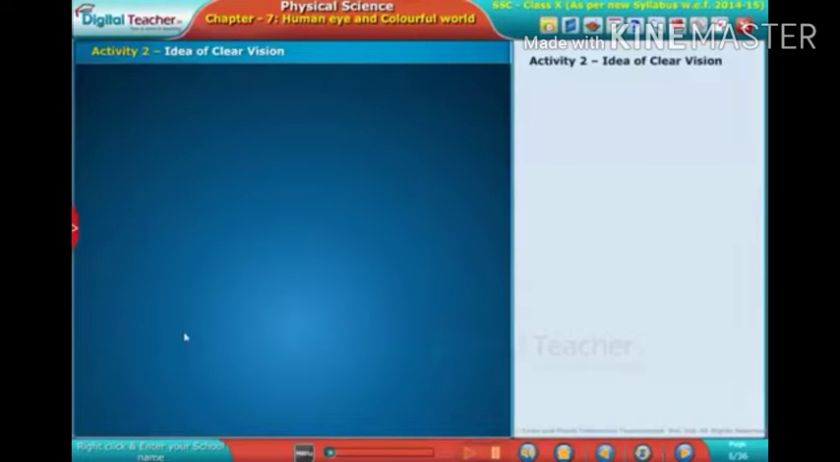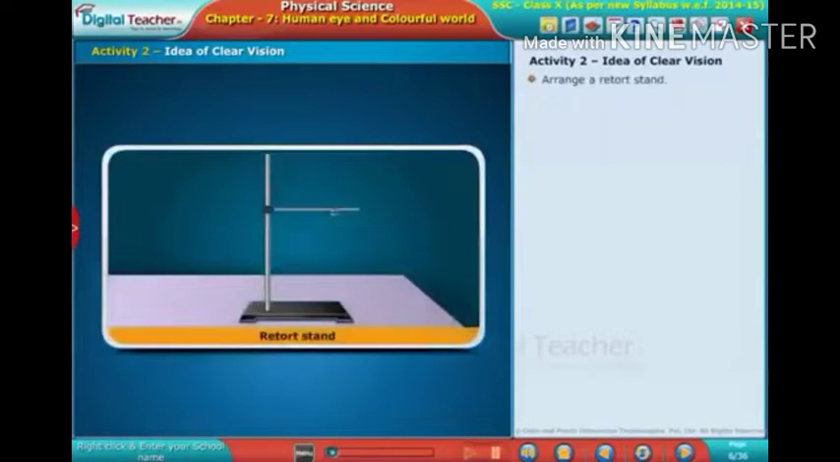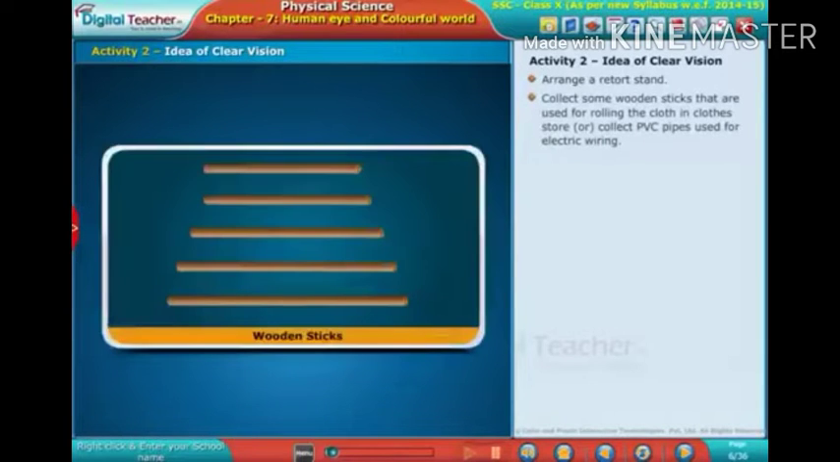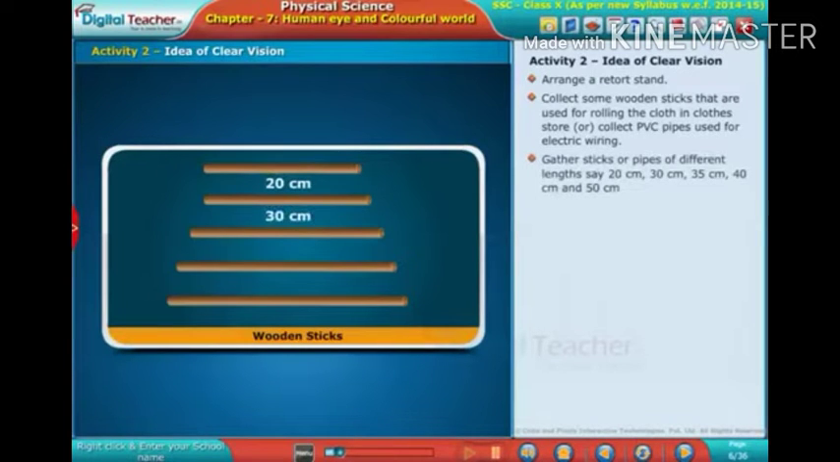Here, let us perform an activity to get an idea of clear vision. Arrange a retort stand. Collect some wooden sticks that are used for rolling the cloth in cloth stores, or collect PVC pipes used for electric wiring. Gather sticks or pipes of different lengths, say 20 centimeters, 30 centimeters, 35 centimeters, 40 centimeters, and 50 centimeters.